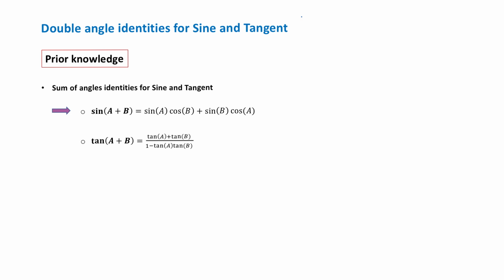Today we are going to derive the double angle identities for sine and tangent. Let's take a look. Before we do that, we are going to assume some prior knowledge.